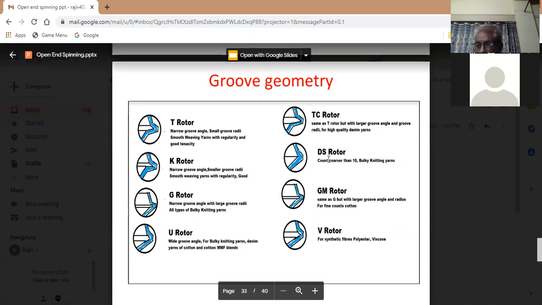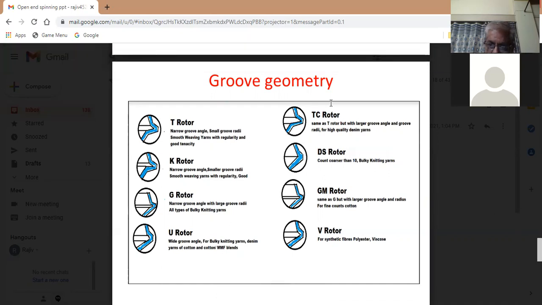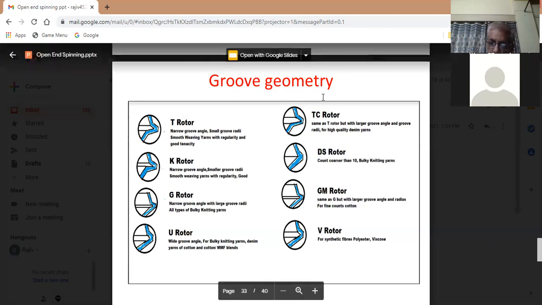So with this, we finish today's lecture, and we will continue our discussions regarding the parameters influencing the structure and properties of rotor spun yarns.